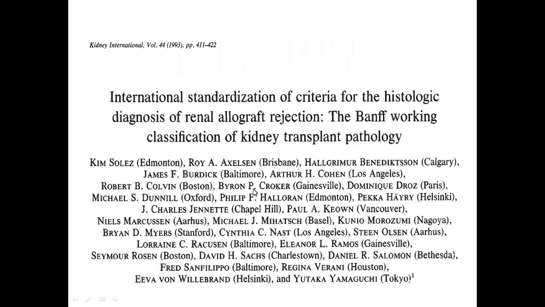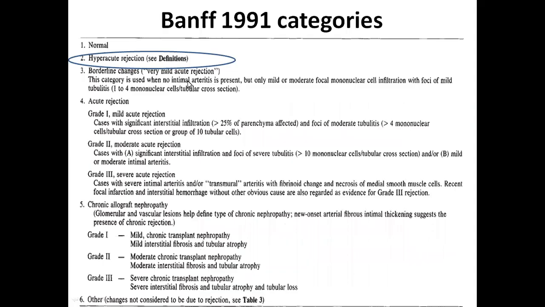So it was in 1991 that the first Banff meeting was conducted, and it got published in 1993. And in the Banff 1991 categories, there was a category of hyperacute rejection, which you hardly come across these days, because with a good immunopathological workup, you hardly come across these hyperacute rejections. You see these rejections mostly in an ABO incompatible setting. At least in an ABO compatible setting, it is very, I would say, a rare thing to see a hyperacute. But yes, in an ABO incompatible, it is not that uncommon.